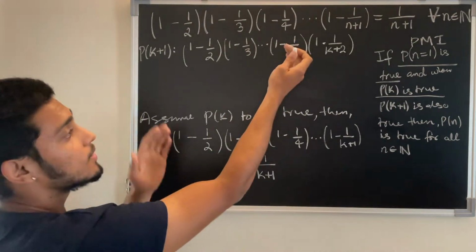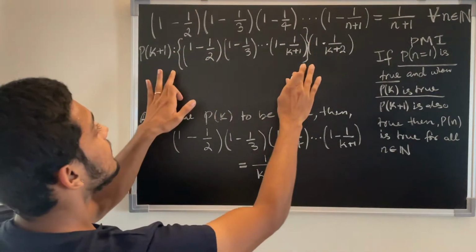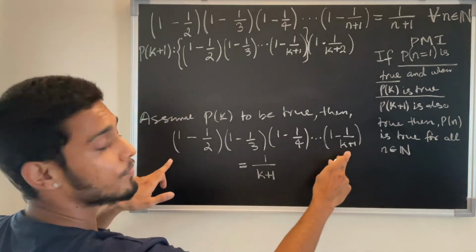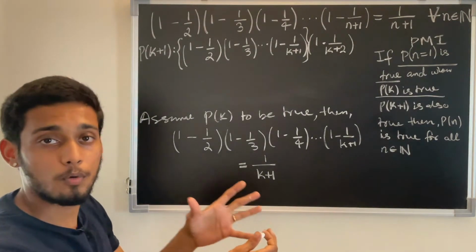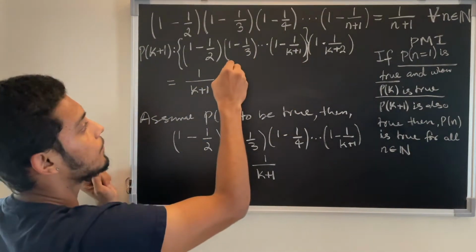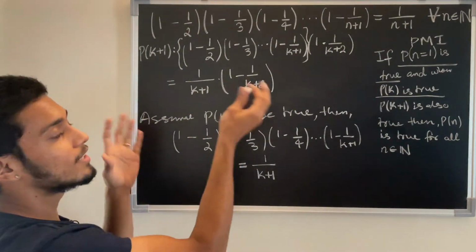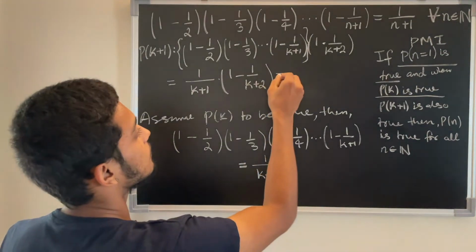So let us group these terms. Once you group them, you can see that this is exactly the same as this, which is equal to 1 over k plus 1. This is what we assumed to be true. Let us do that. Multiplied by, yeah. So now let us do some simple algebra, manipulate it. Let's see what comes out.